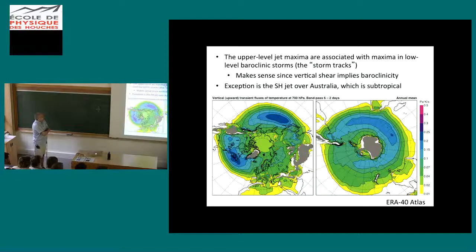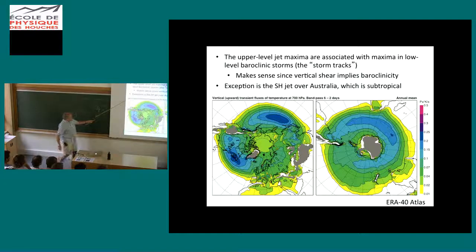But this turbulence, this macroturbulence, is organized into what are called storm tracks. And so now what's plotted here are the vertical transient fluxes of temperature. So that would be like a W prime T prime. These things are going to be related because in baroclinic instability, the motion is always slanting. But this is often a measure of the baroclinic intensity. And this is at 700, so a bit complicated here.